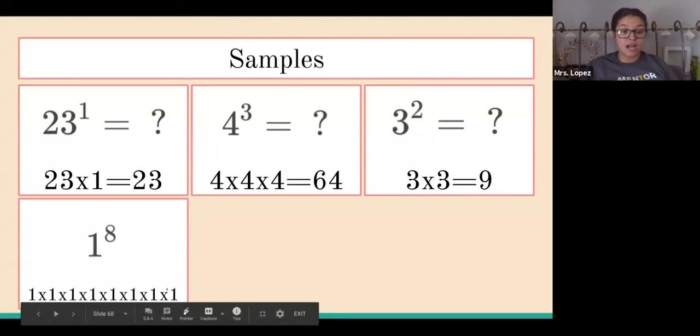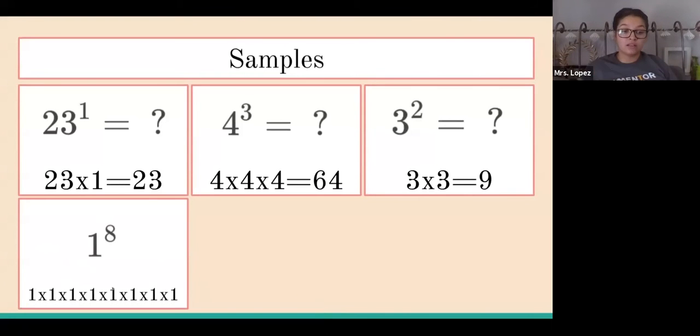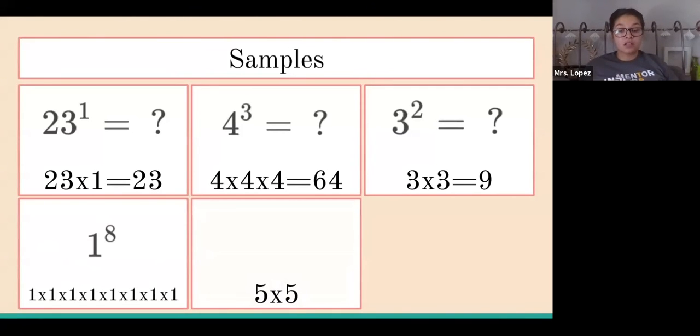Instead of writing it out, it's going to take way too long to calculate and way too long to write out. So you write 1 to the power of 8 because it's being multiplied by itself. We have 5 times 5. I want you to now write out what you think that exponential form is going to be. Pause the video for however long you need to write this out.